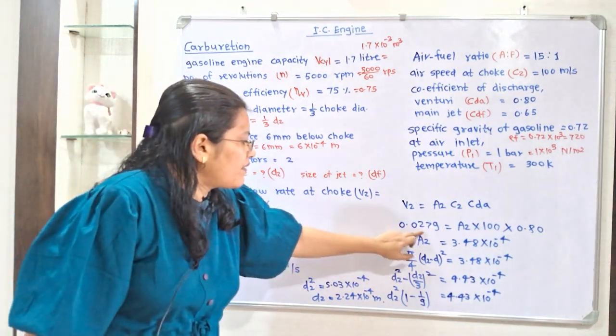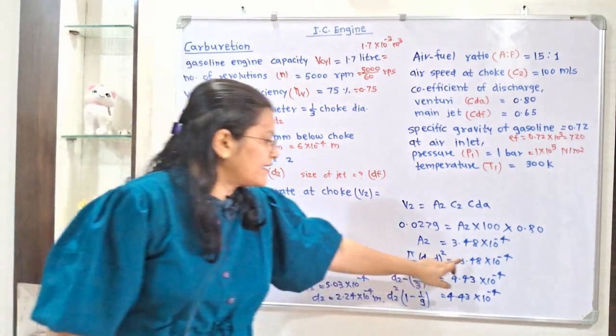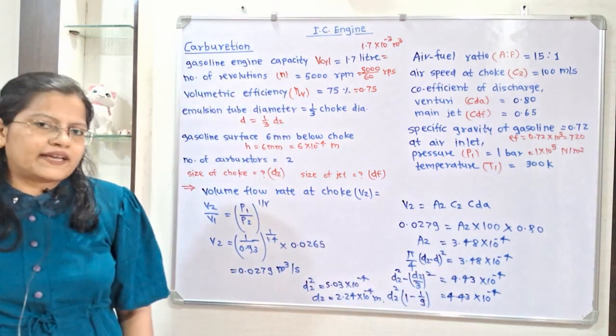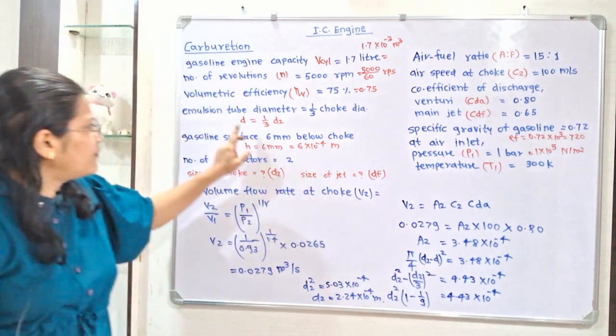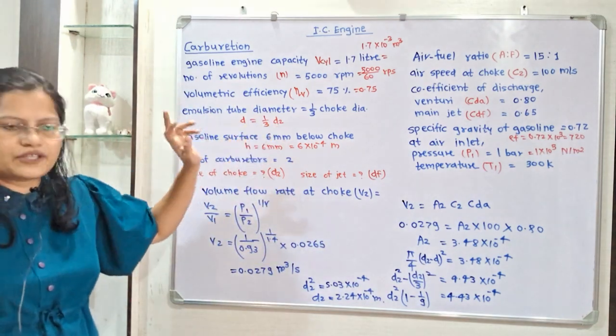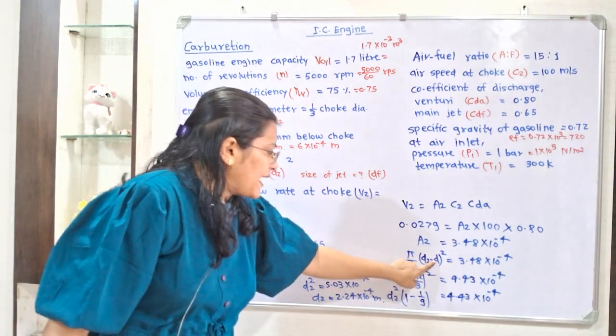So we will put the value of A2, pi by 4 (D2 minus D) bracket square, and on the right hand side we will take the value as it is. Now we will simplify this. The value of D is equal to 1 by 3 D2. So we will put here (D2 minus 1 by 3 D2) bracket square.